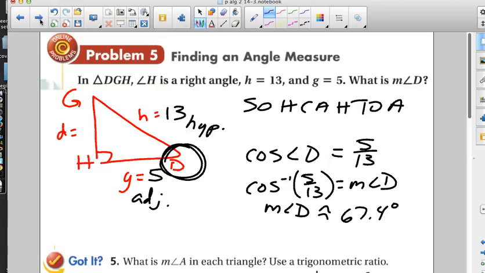So easily we can find G. We know this is 90. We now know this is 67.4. Every triangle has 180 degrees. Wouldn't be a big deal.